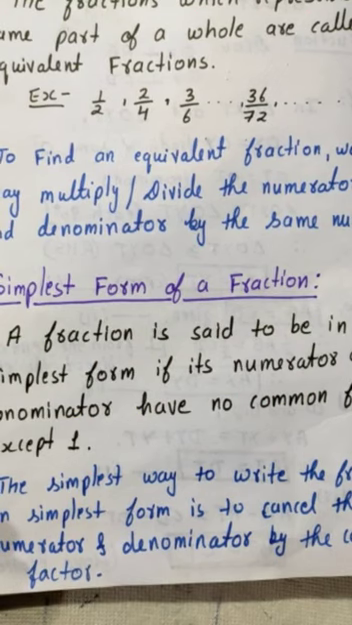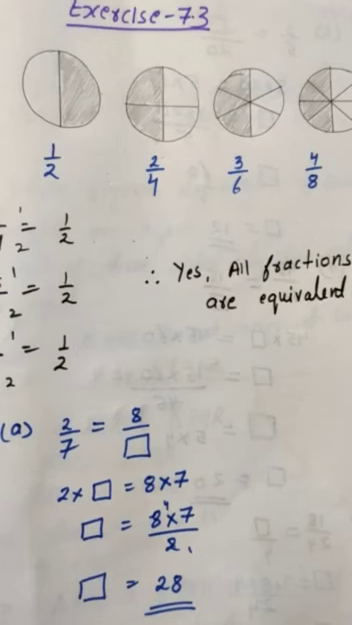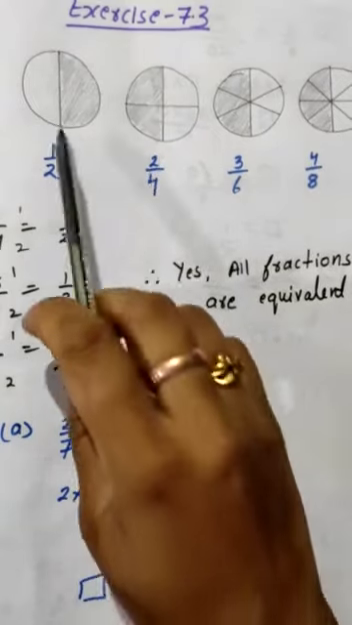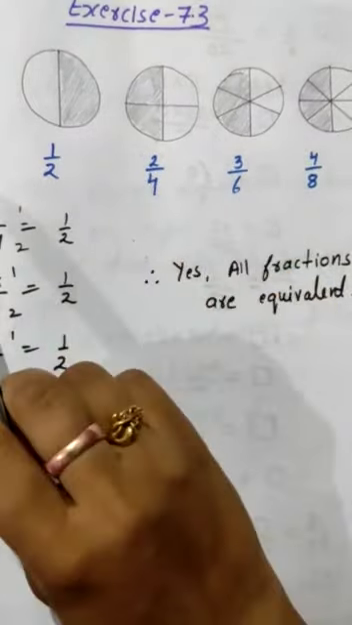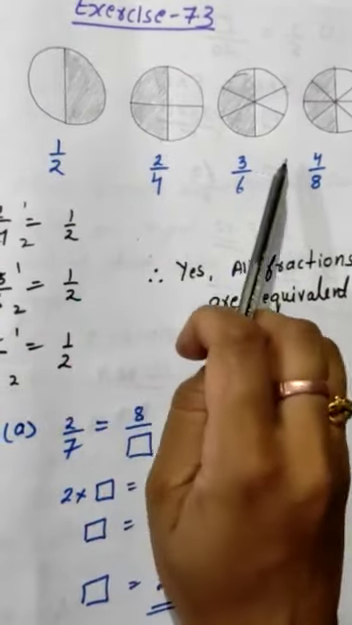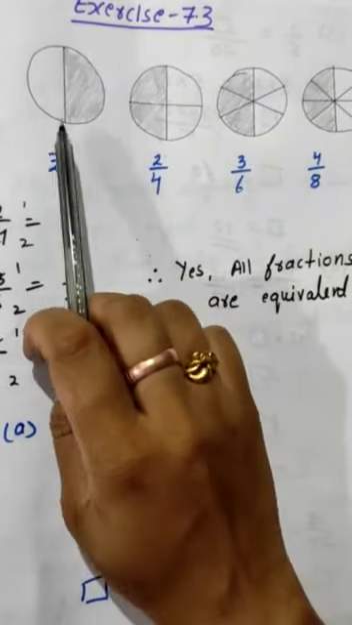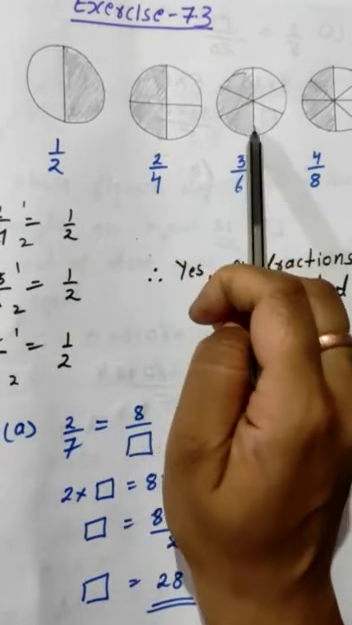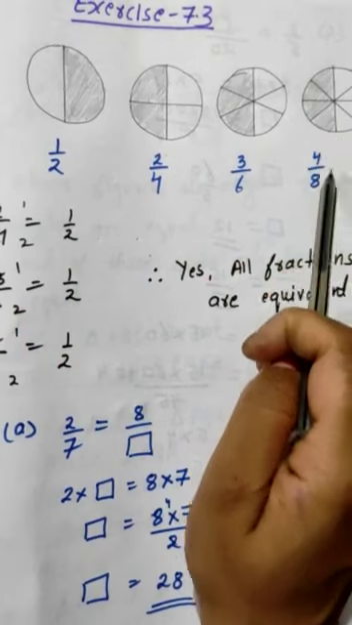Now these definitions will be more clear when we solve the questions. You can see the first question of exercise 7.3. 4 figures are given to you. First of all, you have to write them in fraction form and then check whether they are equivalent or not. So this is 1 by 2. This is 2 by 4. This is 3 by 6. This is 4 by 8.